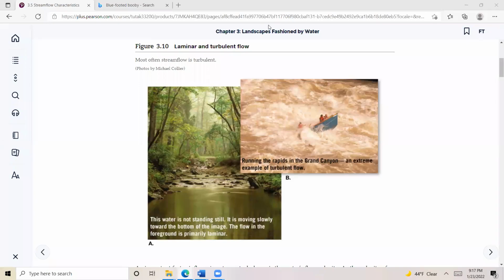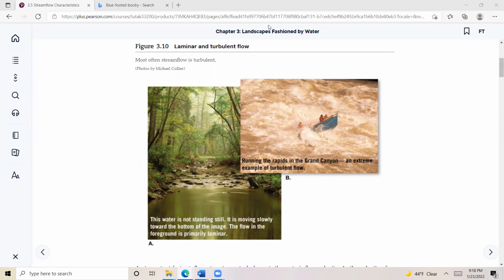Okay, moving on to section 5, stream flow characteristics. As you can see from the picture, the flow of the water in a stream may be laminar, like calm water, or turbulent, as you see in figure B.